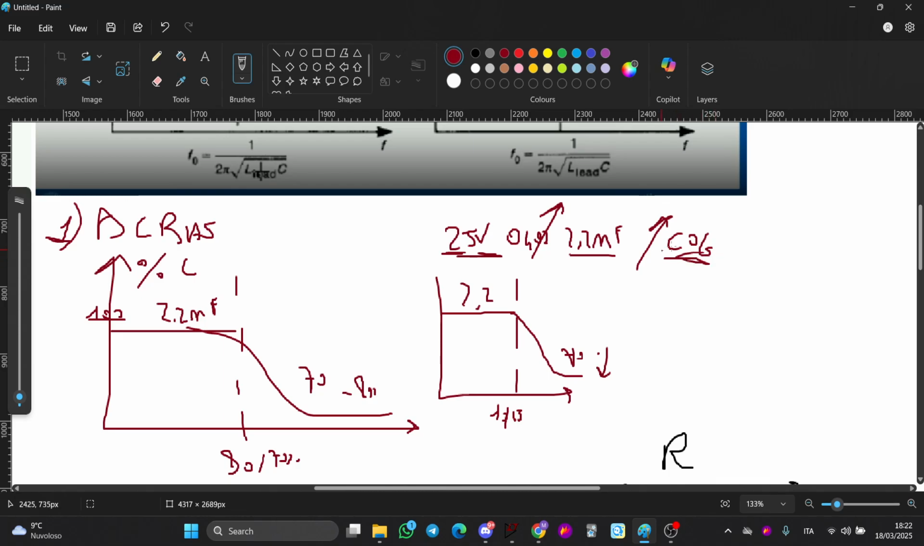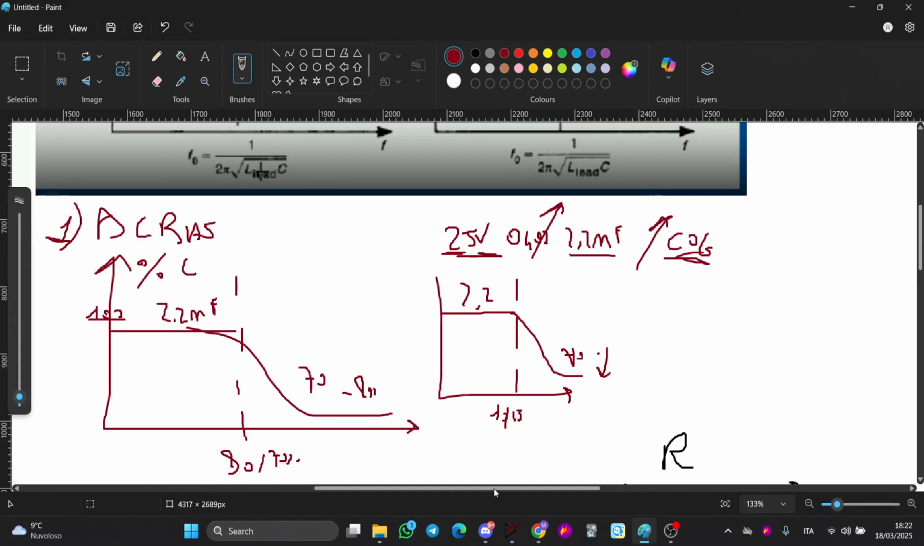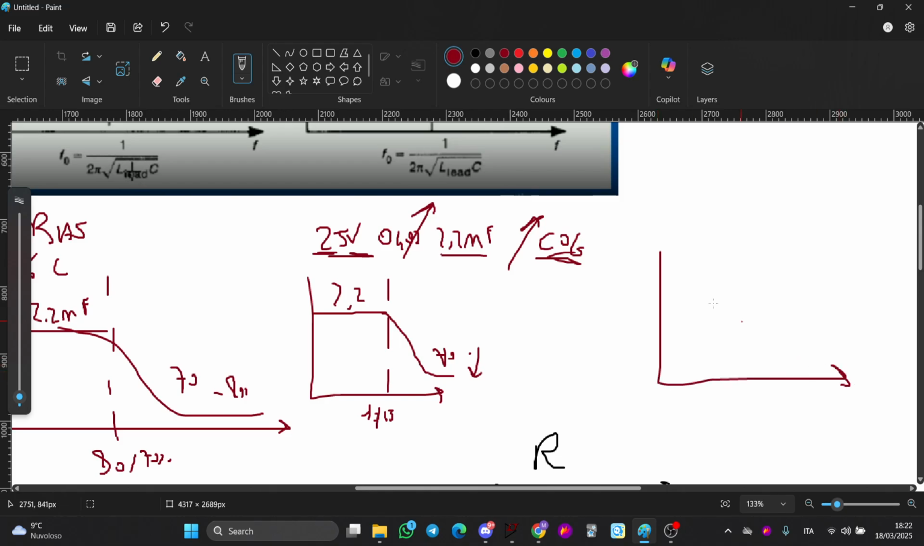This is the maximum, basically. This is the dielectric technology. And the other factor that you have to take into account is the ESR. The ESR is not fixed, and basically, when you increase the frequency, the ESR will increase as much.